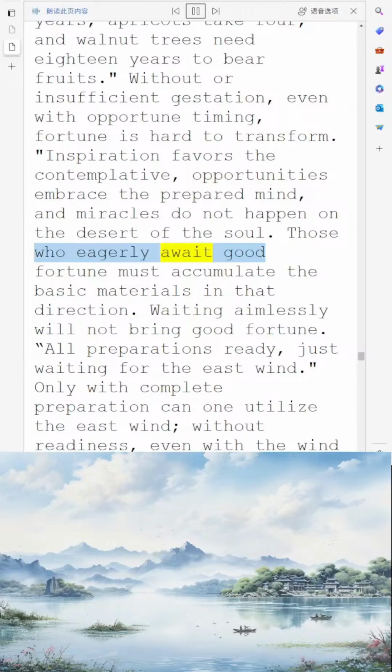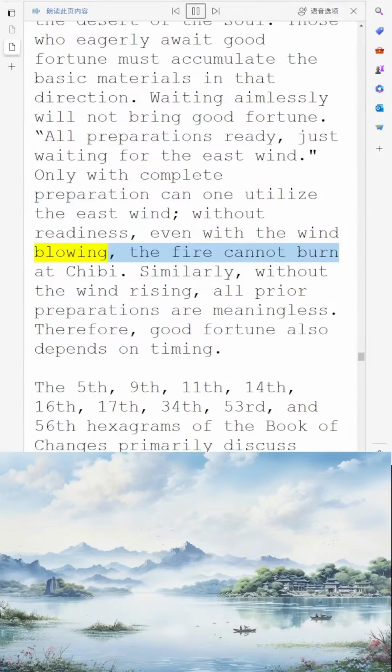Those who eagerly await good fortune must accumulate the basic materials in that direction. Waiting aimlessly will not bring good fortune. All preparations ready, just waiting for the east wind. Only with complete preparation can one utilize the east wind. Without readiness, even with the wind blowing, the fire cannot burn at Chibi. Similarly, without the wind rising, all prior preparations are meaningless. Therefore, good fortune also depends on timing.